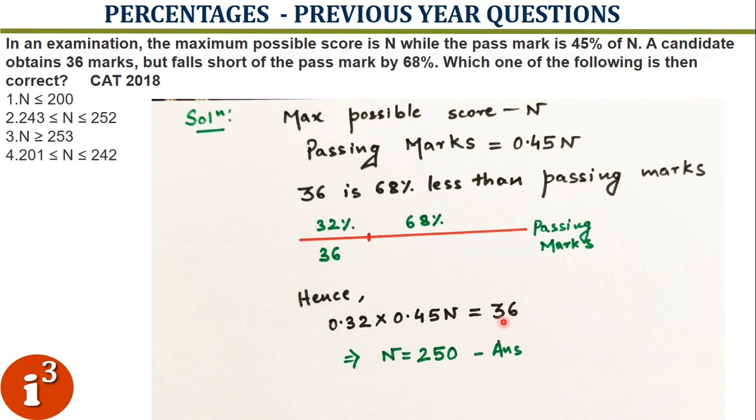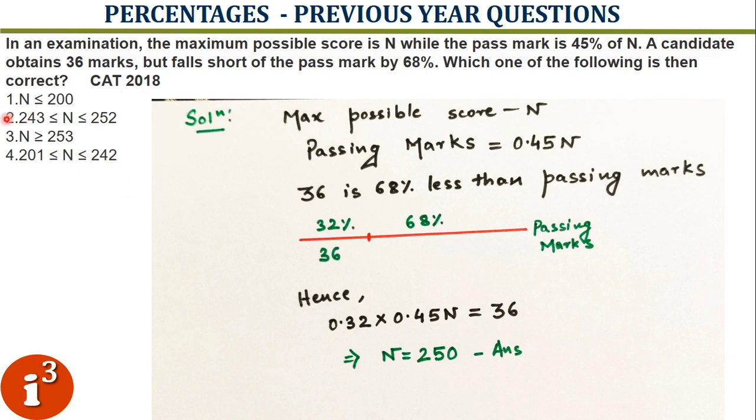This is a very simple calculation. 4 into 9, 4 into 8, and again this 9 into 5, this gets cancelled and it comes out to be 250. Now to confuse you, a range has been given. So option 2 is the range. These types of options are also given so that you do not guess the answer from the options.